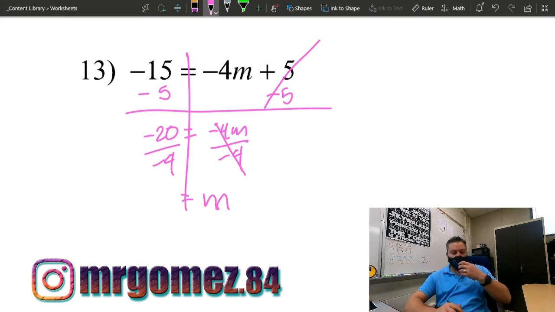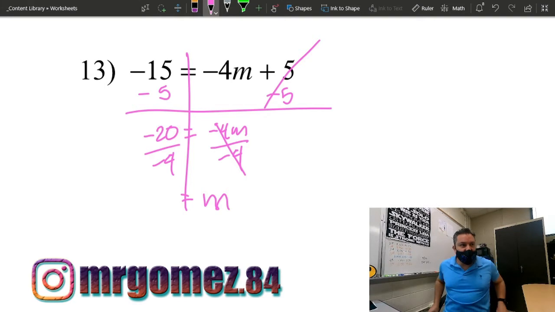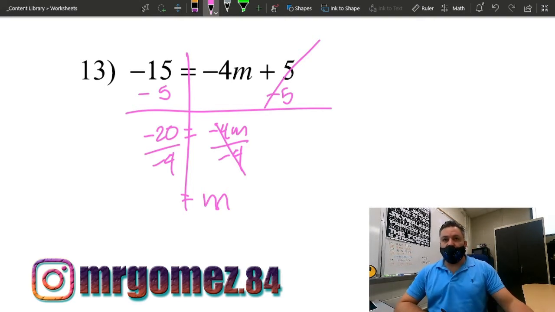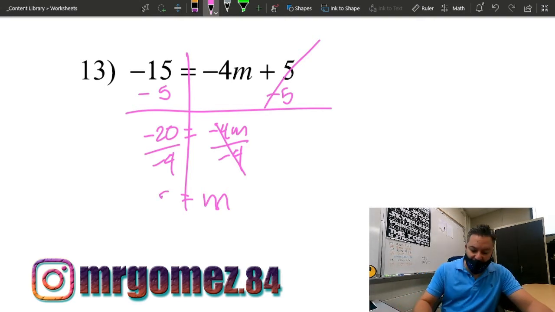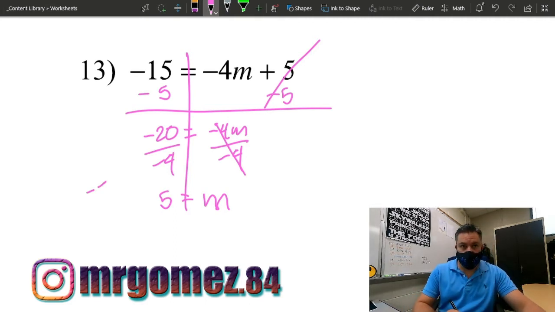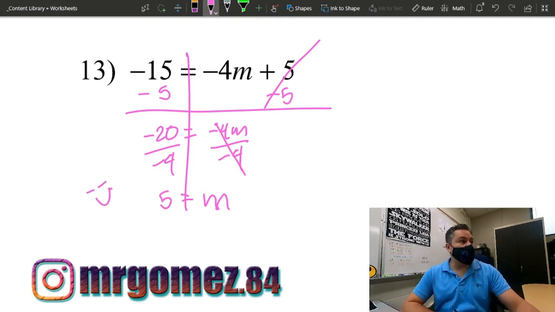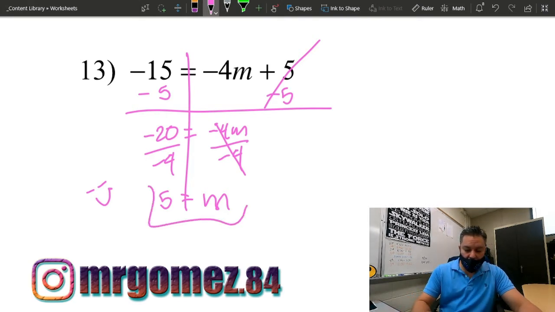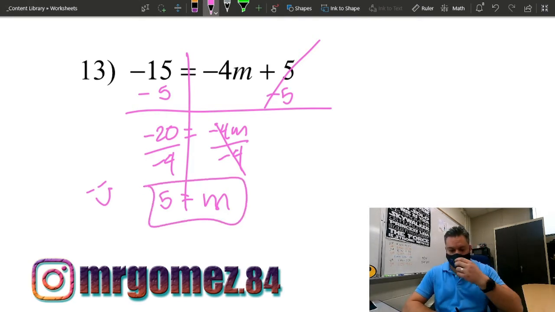And then we have 20 divided by 4, which is, how many times does 4 go into 20? 5. And you have two negatives, so it's going to be positive. Very good. Same signs, positive. So m equals 5.